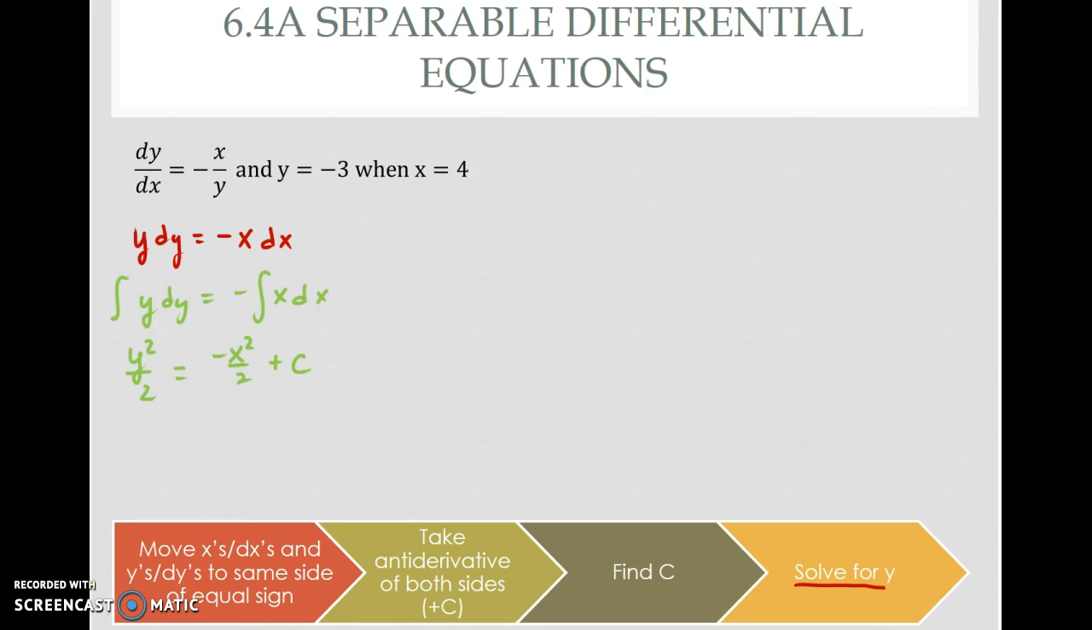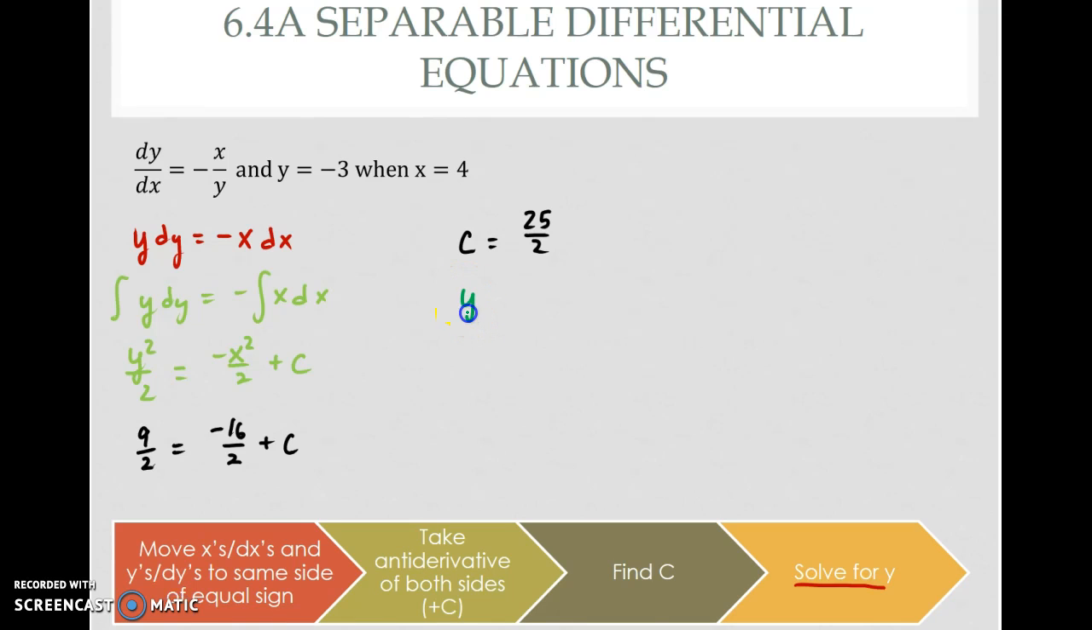Okay, next up I'm going to find c. So y is equal to negative 3, so I have 9 halves is equal to negative 16 halves plus c. So c is equal to 25 halves. And then I'm going to solve my equation for y, making sure that y is a function.